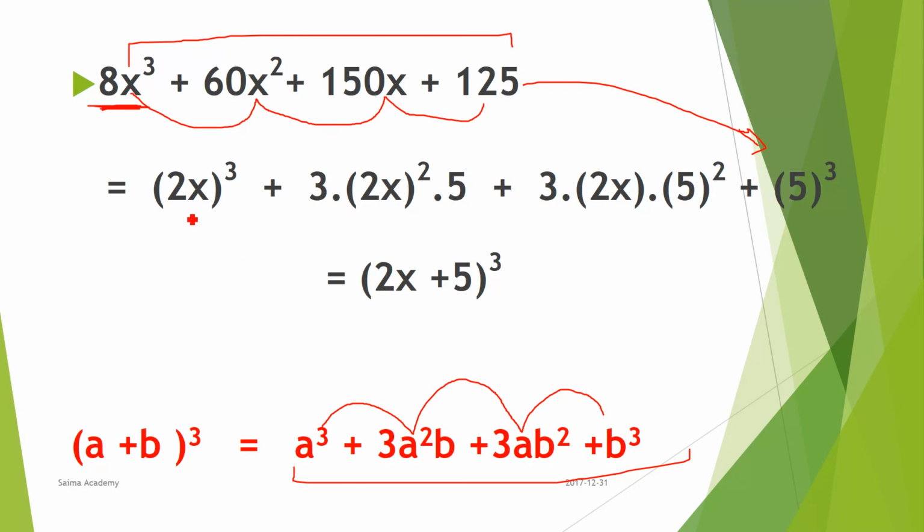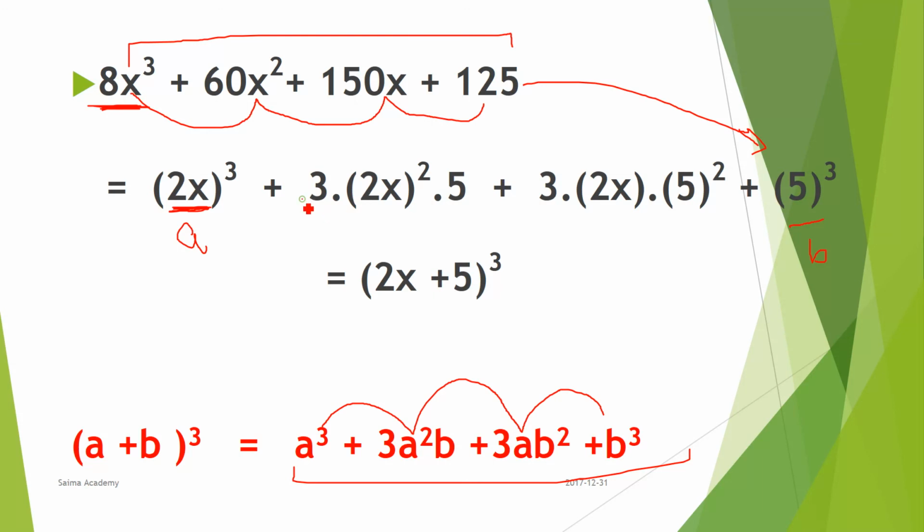So your answer is, okay, 2x is here, this is a and this is b. So a we have 2x, and b is 5, so (2x + 5) whole cube. It is the reverse of this. In this question they have given us the expansion of this. We have to find out what is a and what is b. So a is 2x and b is 5. Again, if you expand it, you will get the same answer here.